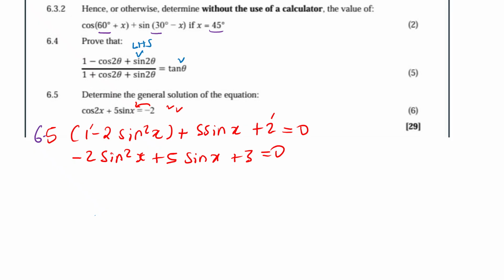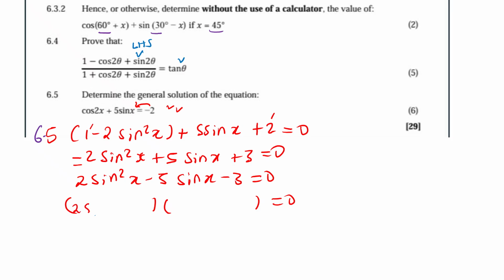Therefore, we can divide by negative 1 so that this negative 2 can be positive. Therefore, now 2 sine squared x minus 5 sine x minus 3 is equal to 0, right? Therefore, now we can factorize. Let's factorize our trinomial. Therefore, now we'll have 2 sine x plus 1, right? And sine x minus 3, which is equal to 0. Therefore, now we can say 2 sine x plus 1 is equal to 0, right? Or sine x is equal to 3.